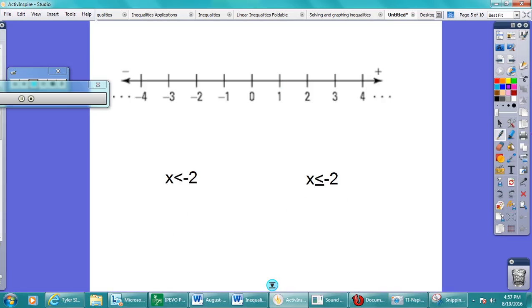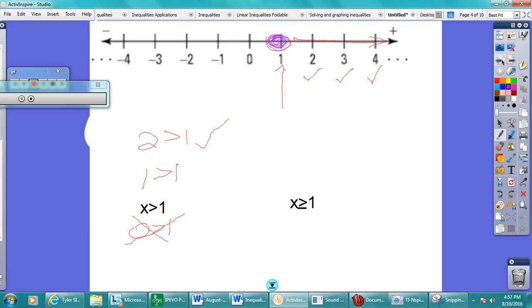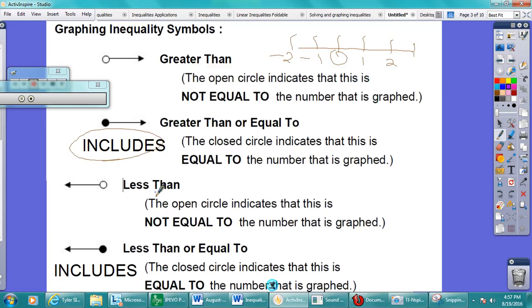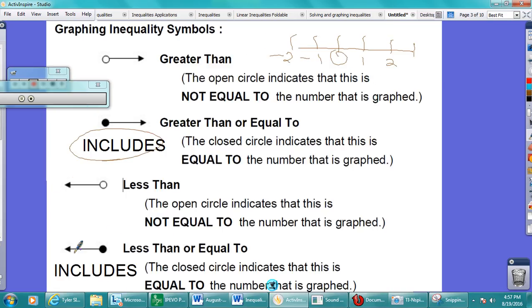Now, let's try less than. Step number 1: locate negative 2 on the number line. There's negative 2. Step 2, less than. Let's look to see which way our arrow is going to go. Here's less than. So my arrow is going to go probably to the left, right?